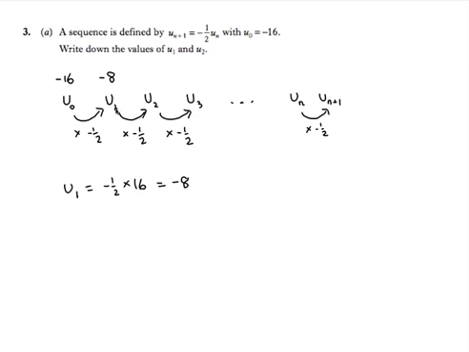U2 can be obtained from U1 by multiplying by negative 1/2. So U2 will equal negative 1/2 times negative 8. Negative times negative is positive. 1/2 of 8, 4. So that's positive 4. And so it goes on. So these are the first 3 terms of the sequence, U0, U1, and U2: minus 16, minus 8, and 4.